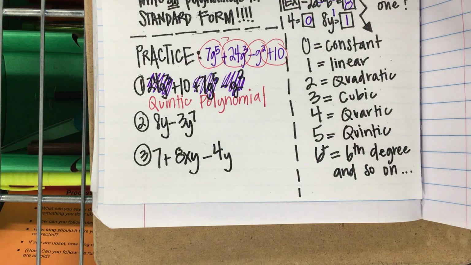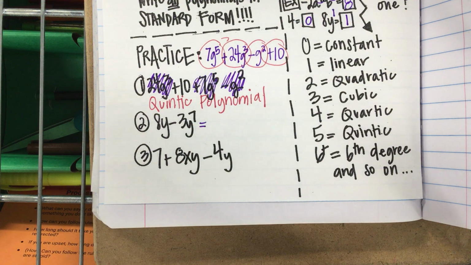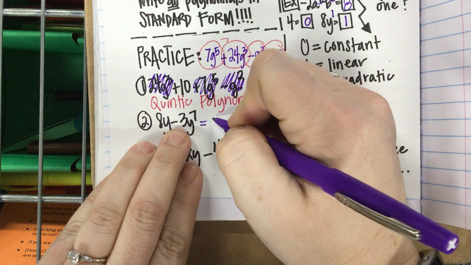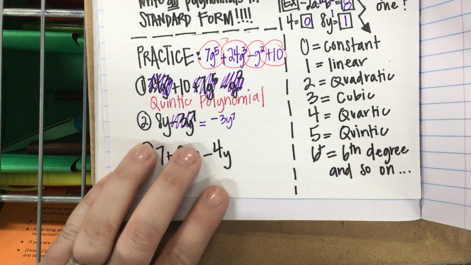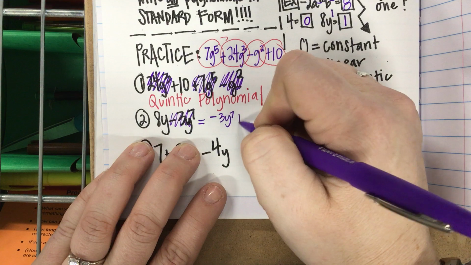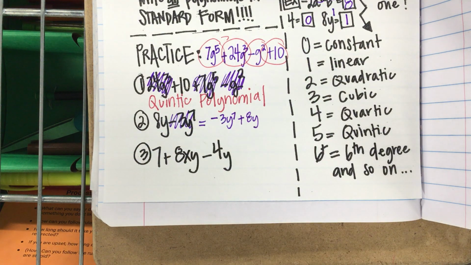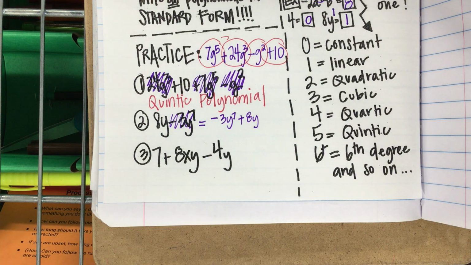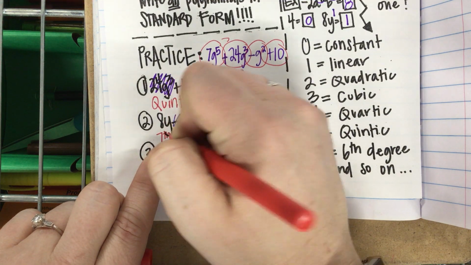Next one, number 2. Is it in standard form? No. What goes first? Negative 3y to the 7th. Good. Then what? Plus 8y, because it's positive. All right, let's classify it. Degree and terms. 7th degree.